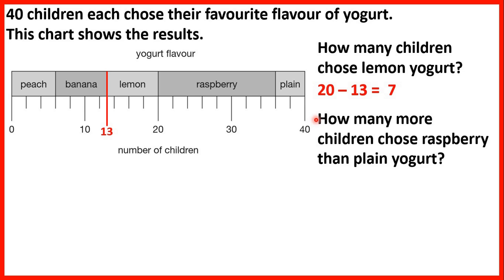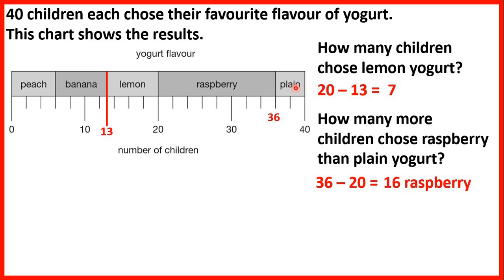Now, how many more children chose raspberry than plain yoghurt? We can see that raspberry starts on 20 and it must finish on 36, because remember, with each line we're counting in twos and we have 30, 32, 34, 36. So because the bar starts on 20 and finishes on 36, we can work out 36 minus 20, and that tells us that 16 children chose raspberry.